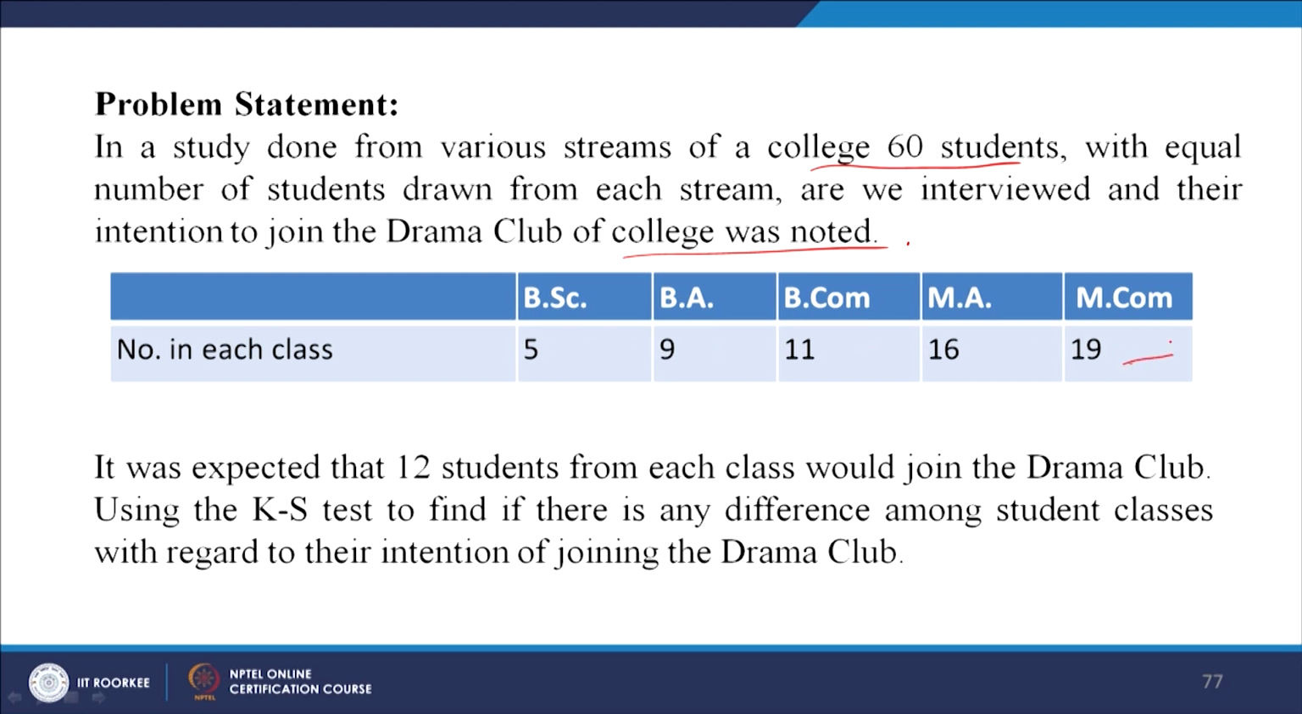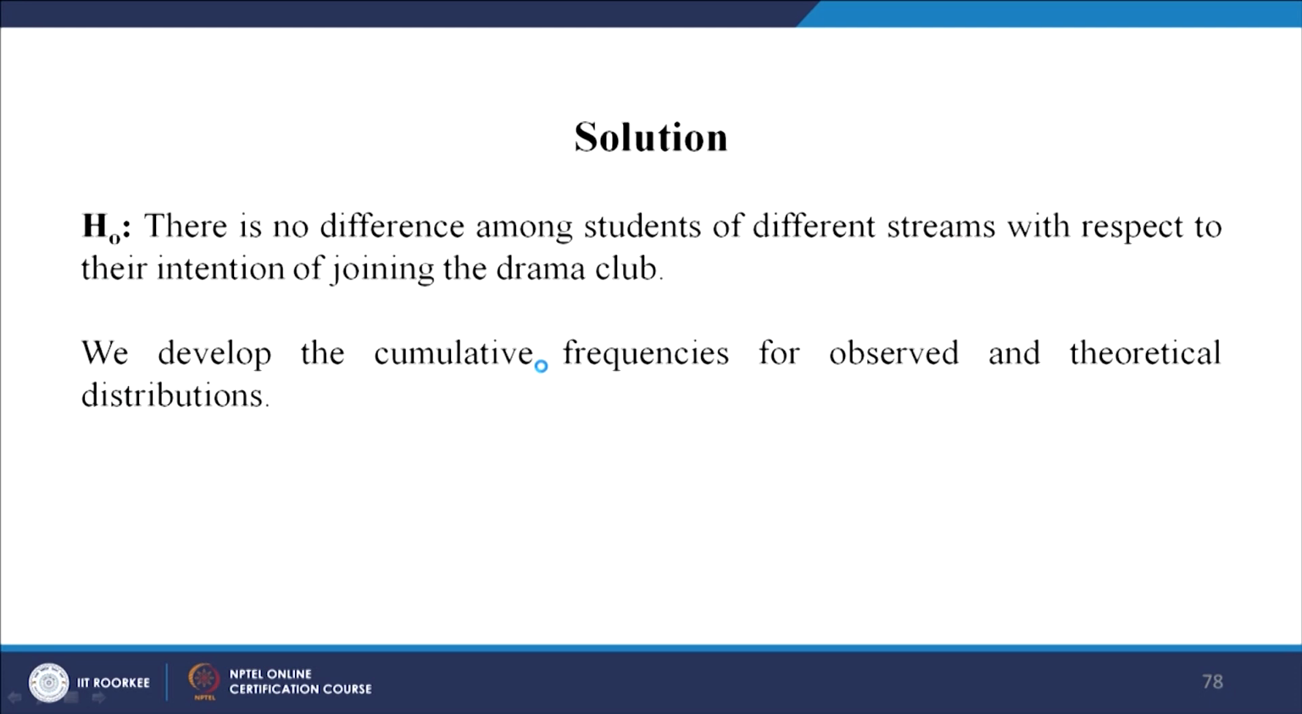So, this is more than 12, this is much less than 12. Can we infer something? Now, what is the null hypothesis in this case? There is no difference among students of different streams with respect to their intention of joining the drama club. You had expected that they would all be 12, 12, 12, 12, 12, but the observed is different; your null hypothesis says the observed and the expected are the same. And what is the alternative? Obviously, there is a difference between the observed and the expected frequency.